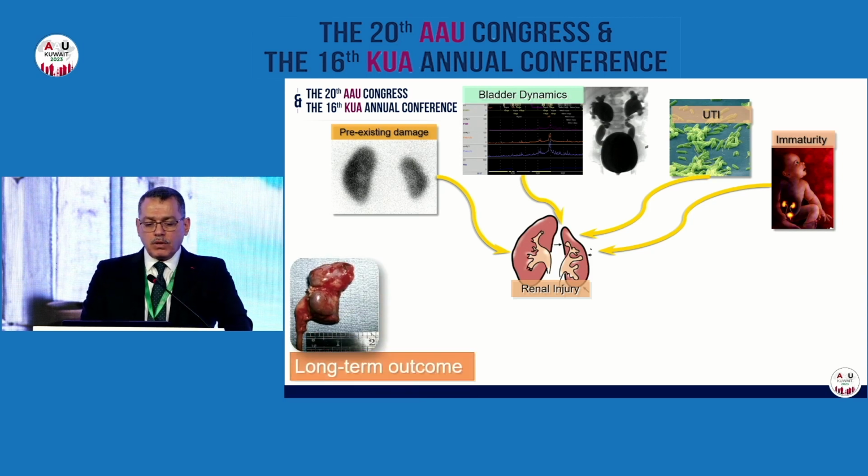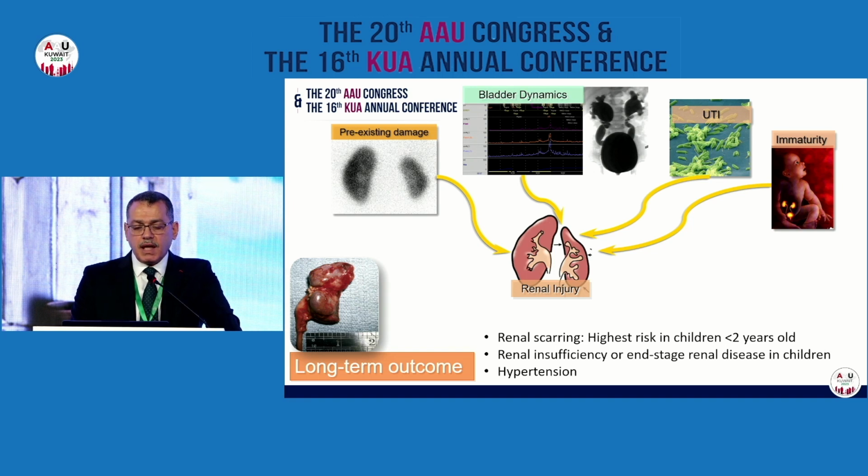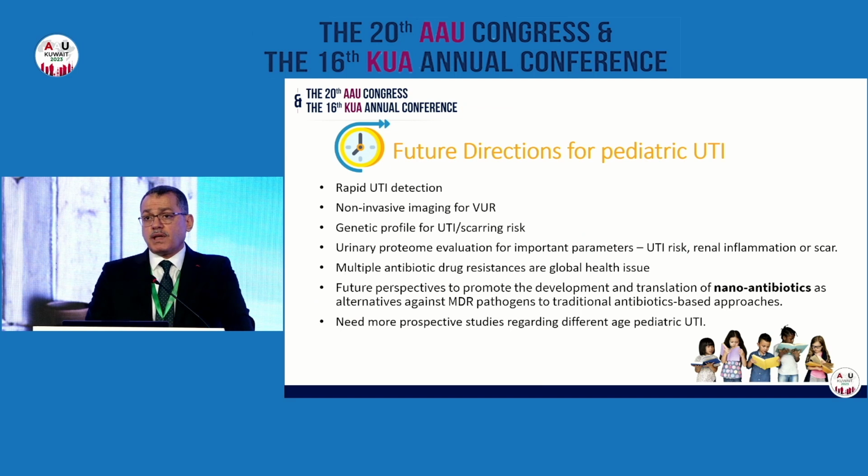So in the long-term outcome, any upper urinary tract infection can result in renal scarring, with the highest risk in children less than 2 years, and this may end with renal insufficiency and end-stage renal disease associated with hypertension.